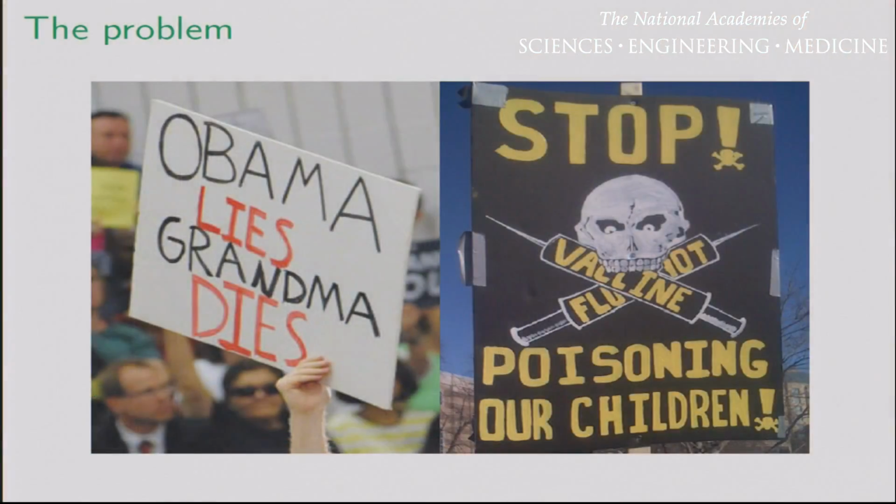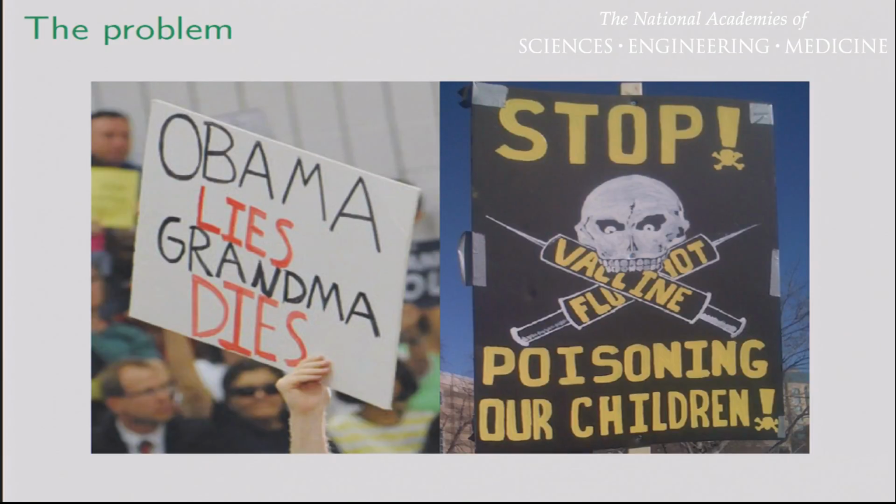So the problem that I'm interested in is why people believe things that aren't true about the world, either things that are definitively false or that are unsupported by the best available evidence. So here on the left, we have the now infamous Affordable Care Act myth of death panels, and on the right, the false claim that vaccines are poisoning our children, right? And in both of these cases, we have very widespread misinformation despite clear and overwhelming evidence to the contrary. So the question is, why is this and what can we do about it?